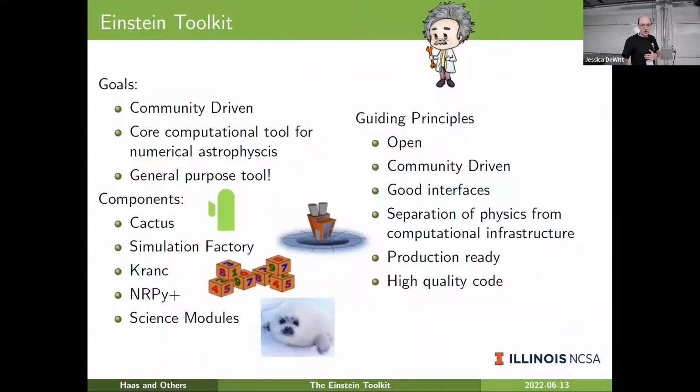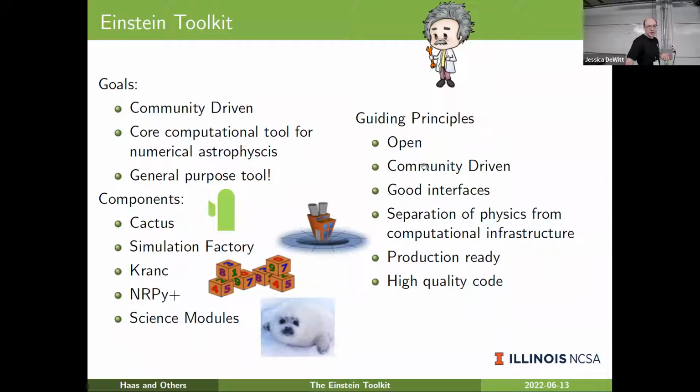All right, that's almost it. I'm not sure how many more slides I have. Just to summarize, what are the goals of the Einstein Toolkit? We want to be a community-driven astrophysics infrastructure that provides computational tools for numerical astrophysics, but it's also a general purpose tool. So community-driven is important. There's big components in there. Certainly Cactus historically has been the largest one. That's the computing infrastructure, the workhorse basically, but also Simulation Factory that lets you run on different clusters, that just collects how do you run and compile on different clusters. Code generators, Kranc and NRPy, and then science modules that people have contributed to it.